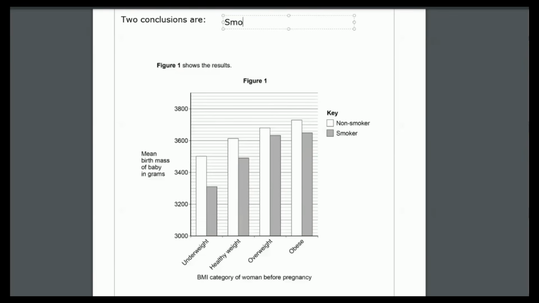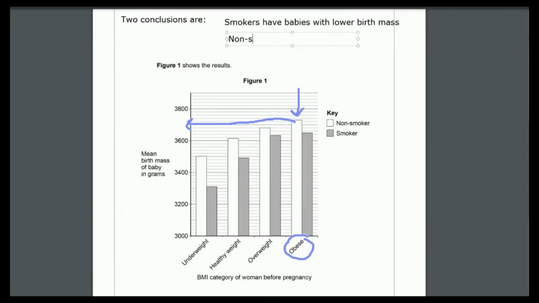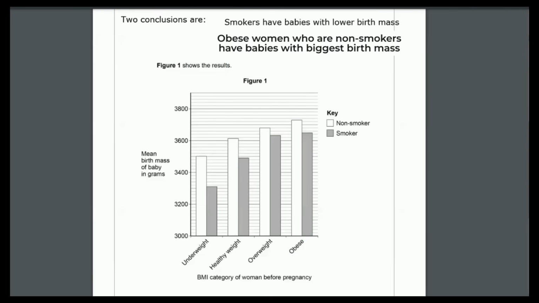So, for example, at all weight categories, non-smokers' babies had a higher birth mass than smokers. Or we could say the opposite and say smokers' babies always have a lower birth mass than non-smokers in the same weight category. So that's a fact, right? We could also say that obese non-smokers have the babies with the biggest birth mass, and we could also say that underweight smokers have babies with the smallest birth mass.